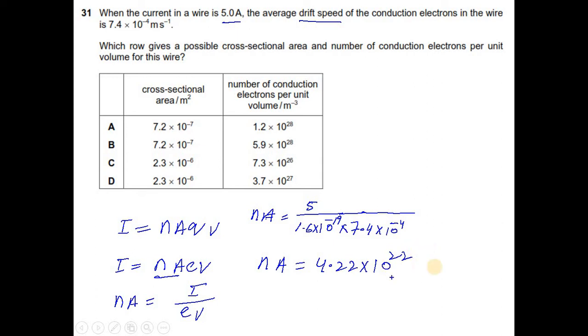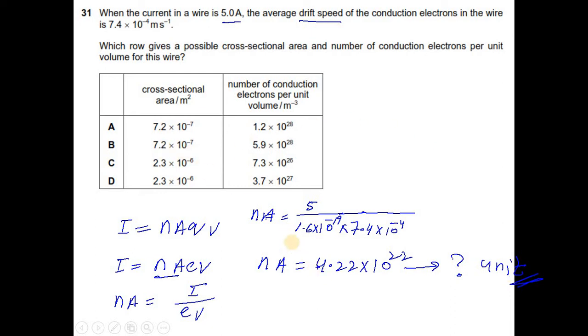This is just for your curiosity. They are not asking, but can you figure out the unit of this product? It's just an additional thing. Think about it and see if you know the unit. Okay, but here we don't concern with the unit.